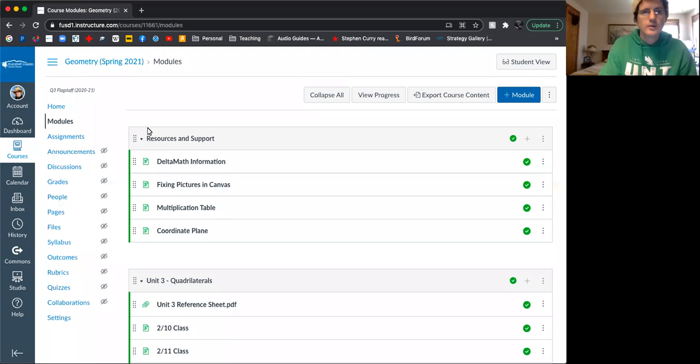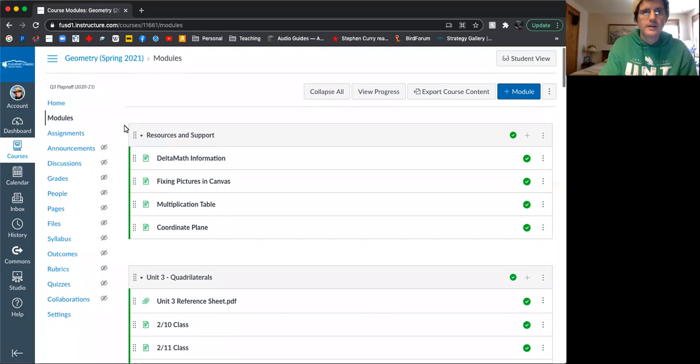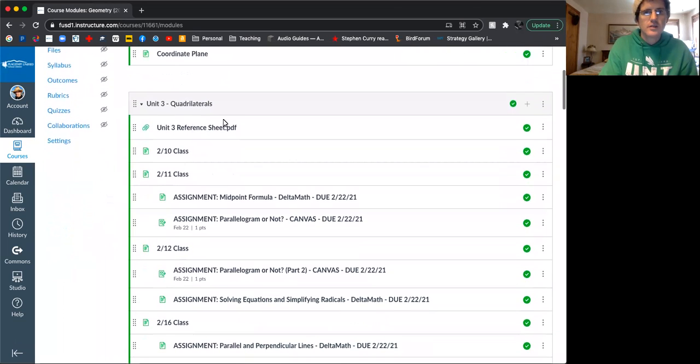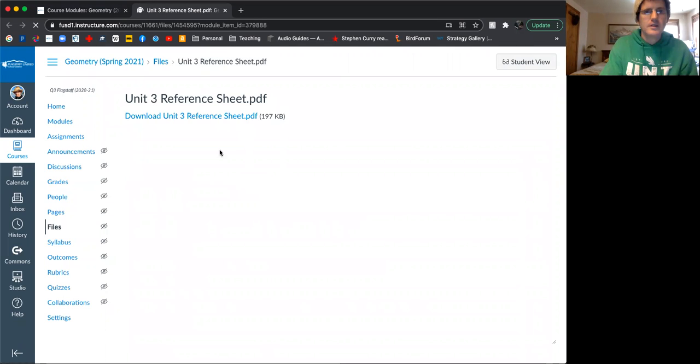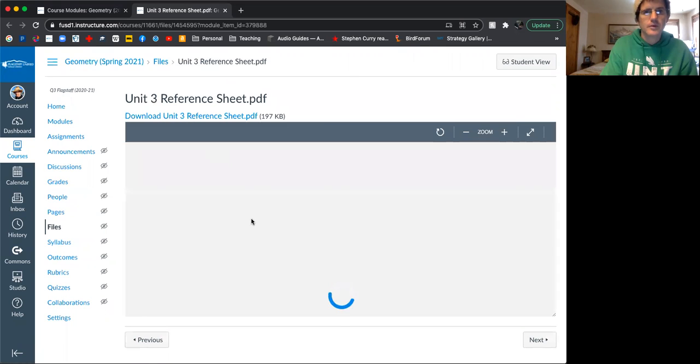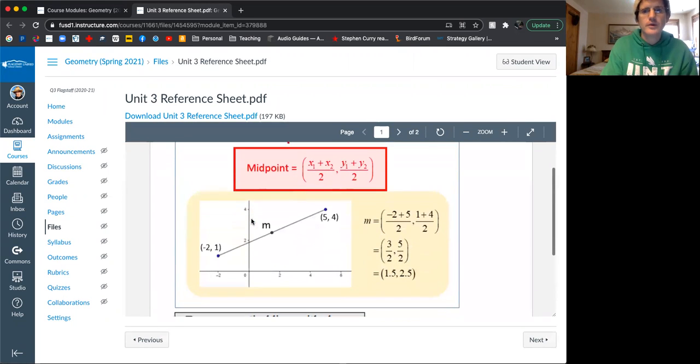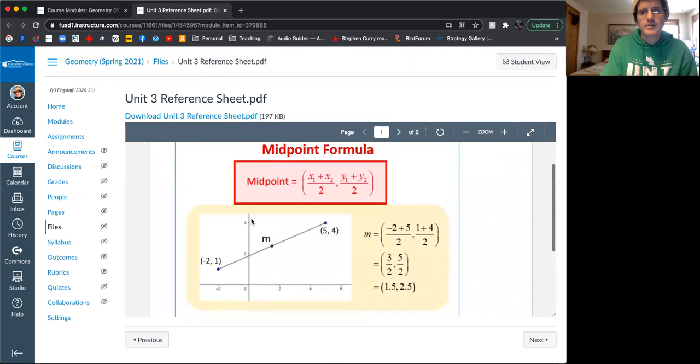So I just wanted to show you real quick, if you look in the modules, everything is always found in the modules. So there's this Unit 3 reference sheet right here. Just keep in mind that this is something that you can have available. You will probably want to come back and refer to this reference sheet as you're going through, and I highly, highly recommend that everyone does the practice test today.